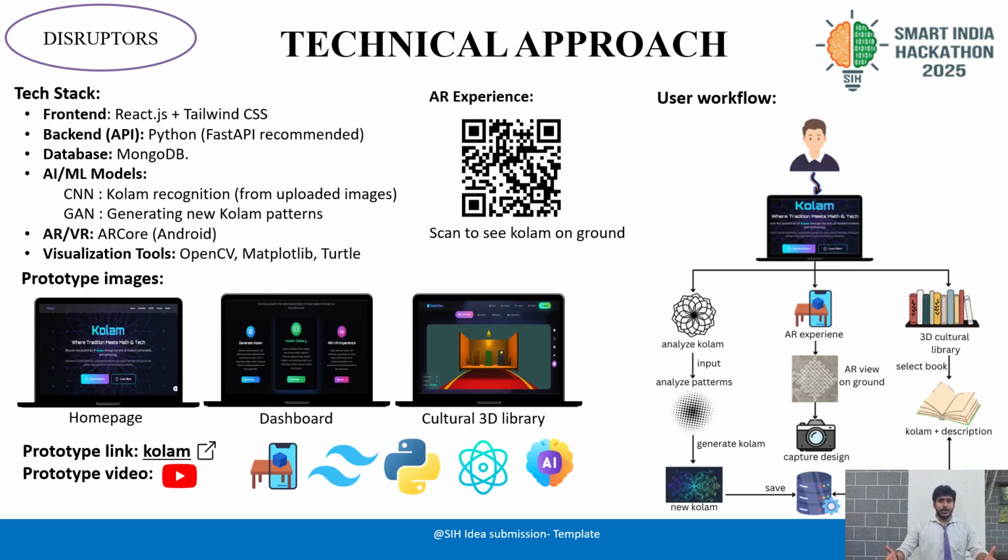Now, moving to our technical approach. In the front end, we are using React.js plus Tailwind CSS. On the back end, we are using Python with FastAPI, and we store the data in MongoDB. For recognizing kolams, we use a CNN, which is a Convolutional Neural Network. To generate new designs, we use a GAN, which is known as a Generative Adversarial Network. For AR/VR, we used ARCore for Android and image processing tools like OpenCV, Matplotlib, and Turtle for rendering. In short, users can upload or draw kolams, see them in 3D view, or place them in real space. With AR, we also optimize performance so it works smoothly.